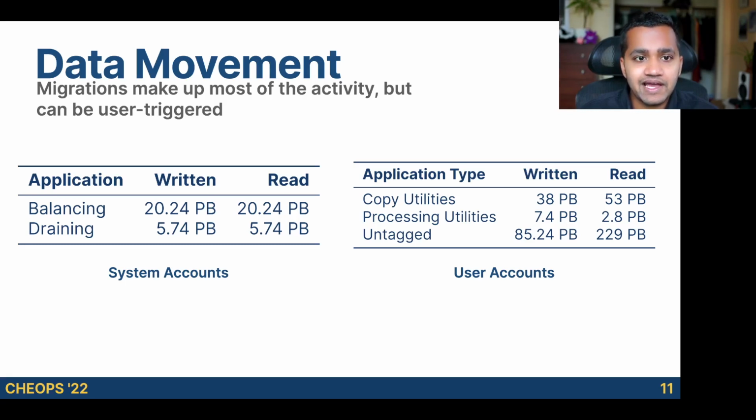There's a lot of untagged reads and writes which do not specify application, but most of these are either processing scripts or copying scripts. As you can see, data movement still dominates the read and write in the system. But in this case, it is user accounts triggering it rather than system accounts or automated activities triggering it, since data of interest is fetched to the analysis pool and acted upon.